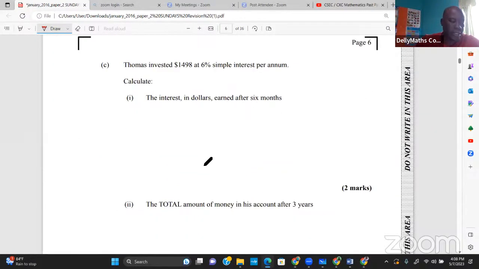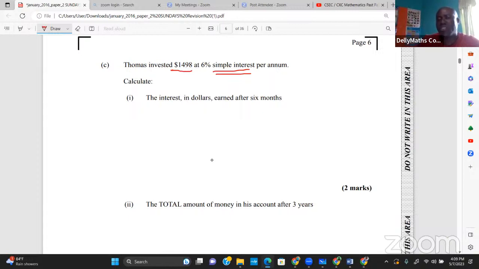All right, so the C part of this question here. As you could see, it says Thomas invested $1,498 at 6% simple interest. Remember, we did simple interest, we did compound interest. So we're talking about simple interest per annum, right? The interest in dollars earned after.